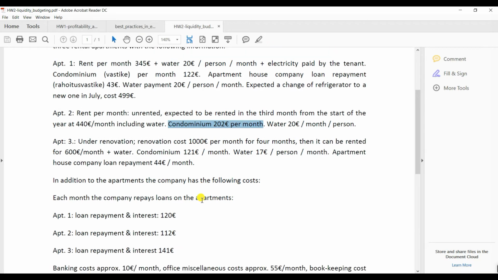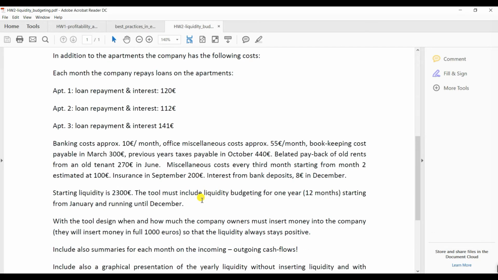Okay, another comment in here is that the investment that we are going to allow the company to put into the liquidity is in full 2,000 euros. What does it mean? It means that it's either 1,000 euro, 2,000 euro, 3, 4, whatever minimum is needed in order to keep liquidity positive.